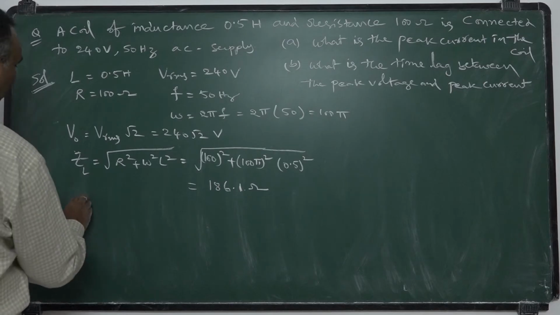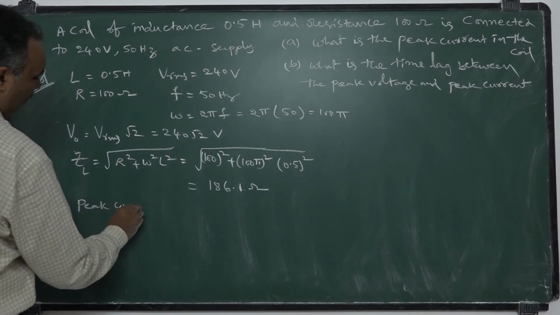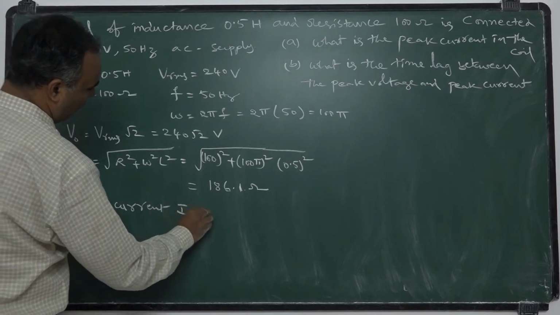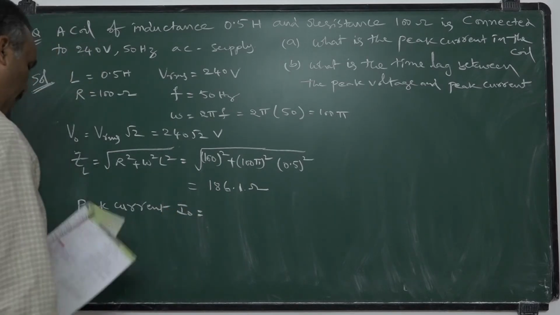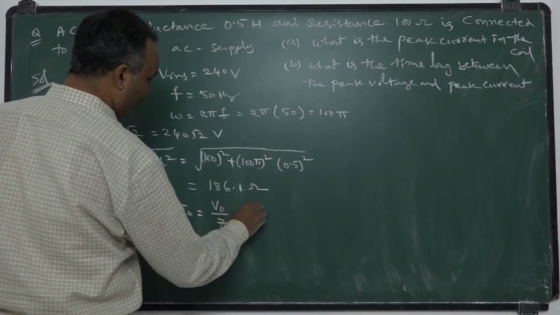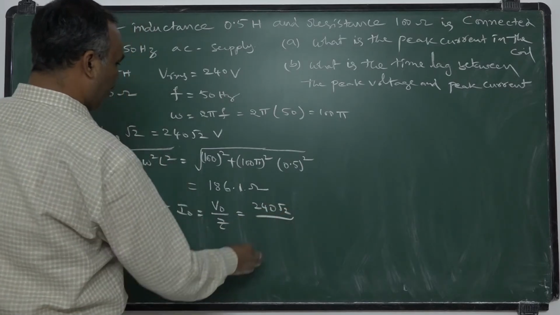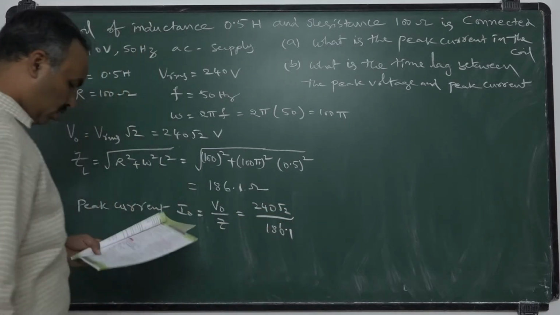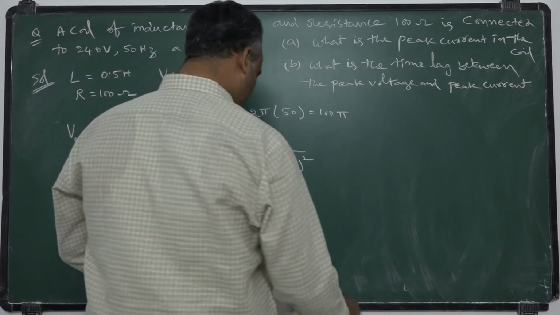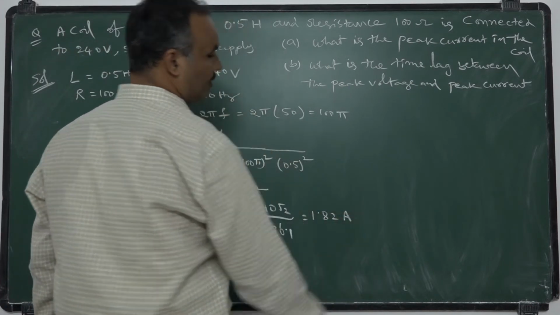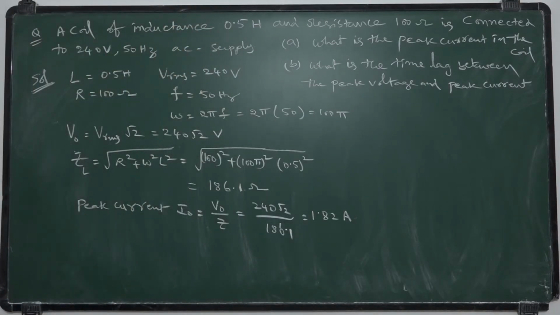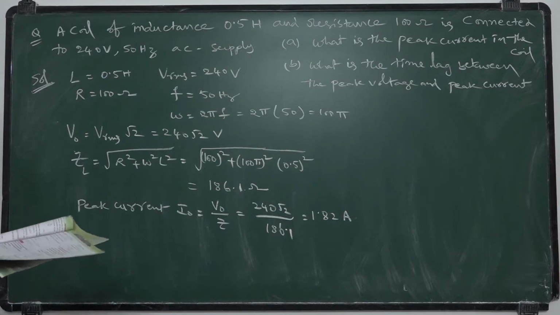Now let me calculate the peak current. Peak current I naught is equal to peak voltage by impedance. Peak voltage 240 root 2 by impedance 186.1, which gives 1.82 amperes. This is the peak value of current, and we calculated peak voltage also. Now you are asked to find the time lag between peak voltage and peak current.